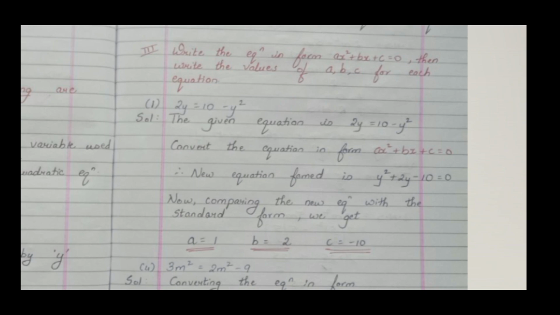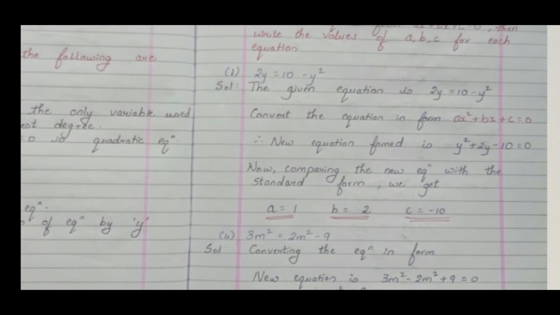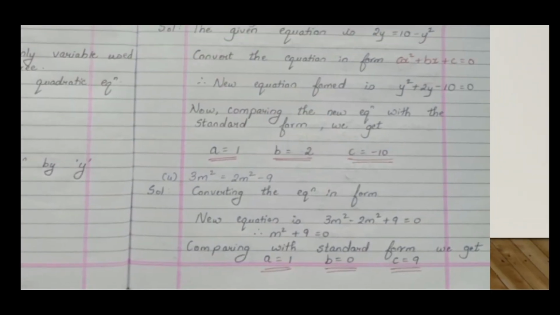Now let's move to the next example, subquestion 4 of question 3. The equation is 3m square is equal to 2m square minus 9. Now we have to first convert this into our standard form, that is bring all the squared terms to the beginning and constants at the end. So now I have 3m square minus 2m square plus 9 is equal to 0. 3m squared minus 2m squared gives me m squared plus 9 is equal to 0.